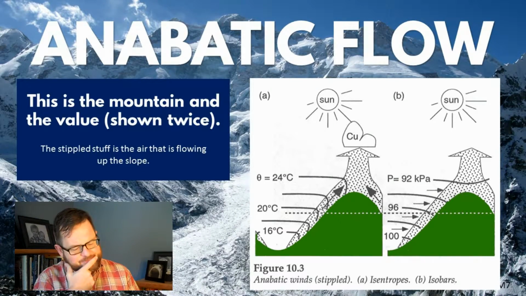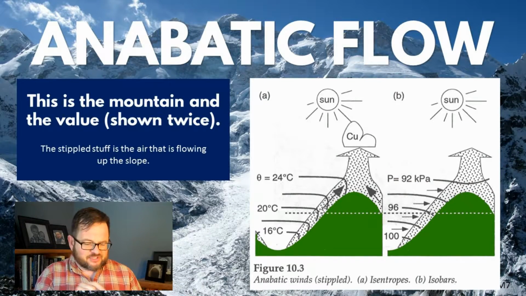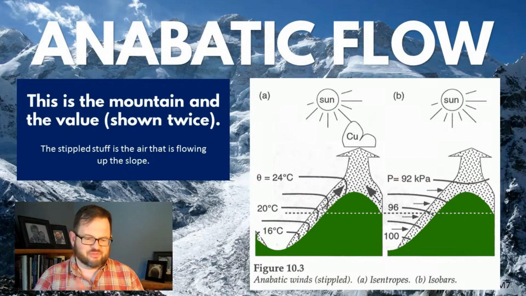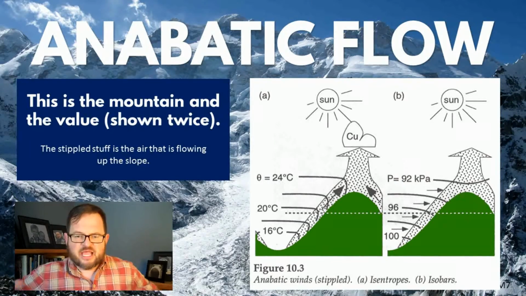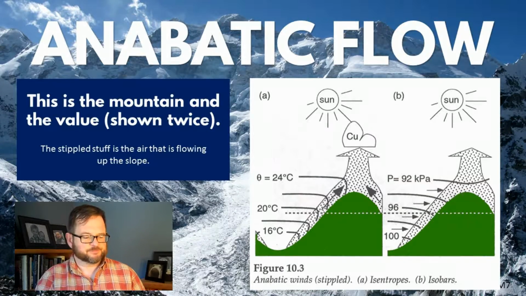Now, there's a lot going on in this figure. To make it a little bit more clear, I've colored in green what's supposed to be the mountain itself. There's actually two figures here. One's going to be showing something about potential temperature, and the other's going to be showing us something about the pressure field. The green is the mountain. That stippled stuff on there is supposed to be air flowing up the mountain. Think of it as gray or something like that. That flow is going up the mountain. That's what that stippled-looking stuff is right there.